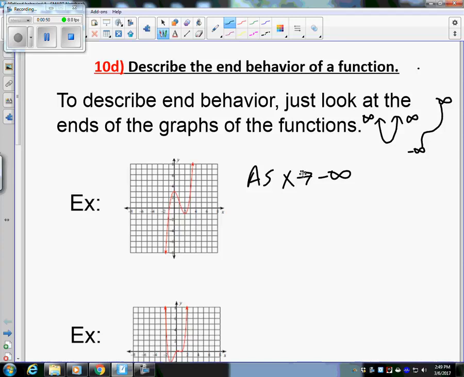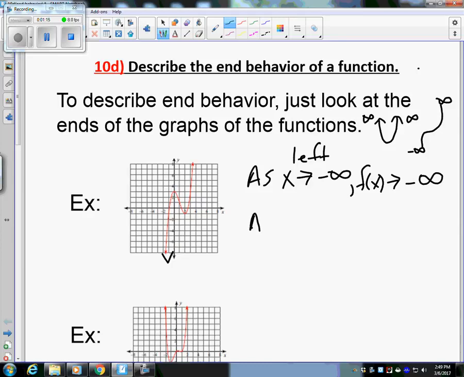So you can also look at it as x goes to negative infinity, this is the left side of the graph. So on the left side of the graph, is the graph going up or down? So on the left side, the graph is going down. So it's going down here. So as x goes to negative infinity, the y values, f of x, goes to negative infinity in this case. And so that's the left side of the graph.